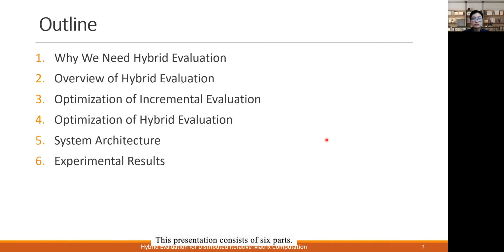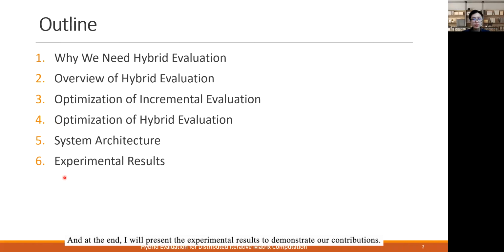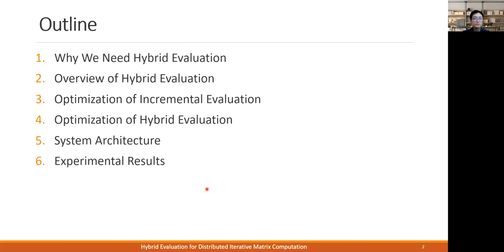This presentation consists of 6 parts. I will start with the motivations of using hybrid evaluation in matrix computation. And then parts 2, 3, and 4 will introduce the main ideas of our work. Part 5 will introduce the architecture of our system, and at the end, I will present the experimental results demonstrating our contributions.